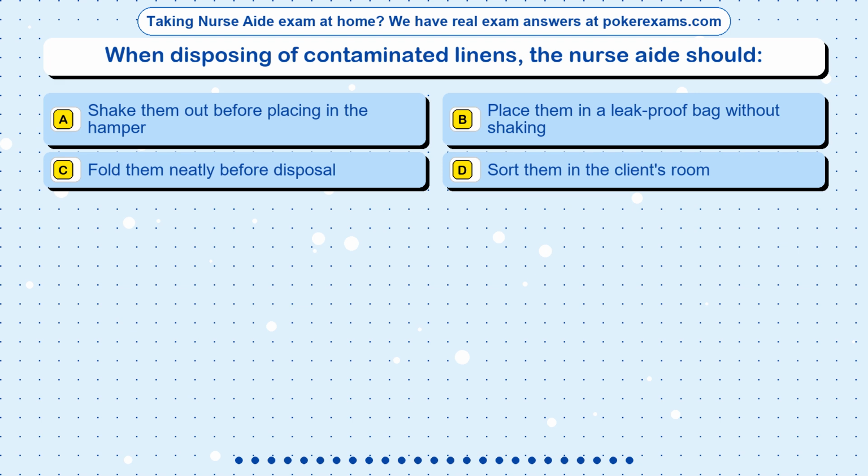Question 22. When disposing of contaminated linens, the nurse aide should: Option A, shake them out before placing in the hamper. Option B, place them in a leak-proof bag without shaking. Option C, fold them neatly before disposal. Option D, sort them in the client's room.